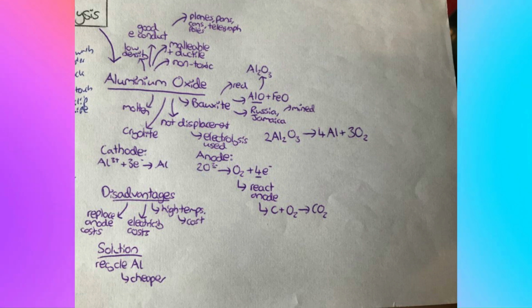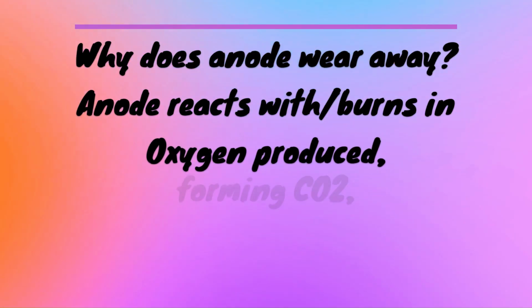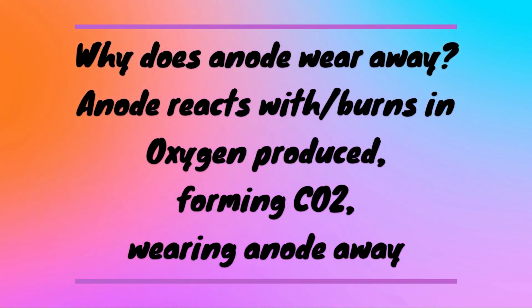So metals form positive ions, so aluminium is going to form Al3+. It's going to be attracted to the cathode, therefore opposites attract. So we're going to have the half equation at the cathode as Al3+ plus 3 electrons makes aluminium, so Al. And at the anode we have 2O2- makes O2 plus 4 electrons. Now this oxygen actually reacts with the anode, it burns with it, making CO2 that degrades the electrode, wearing it away.